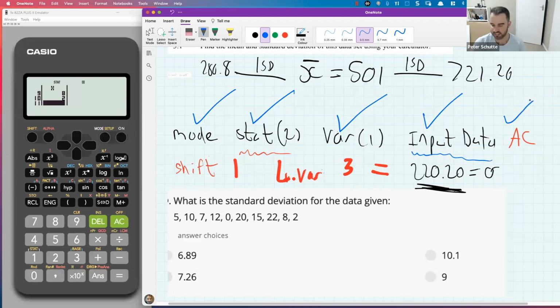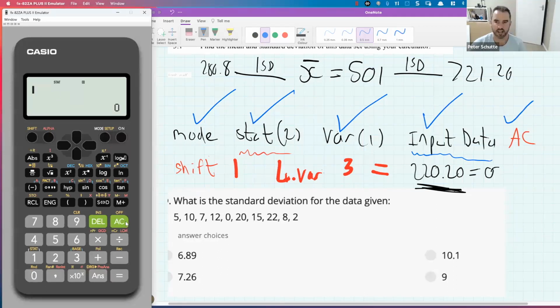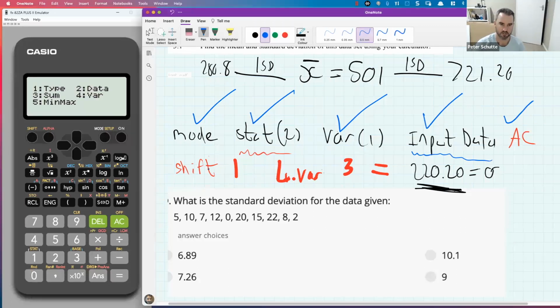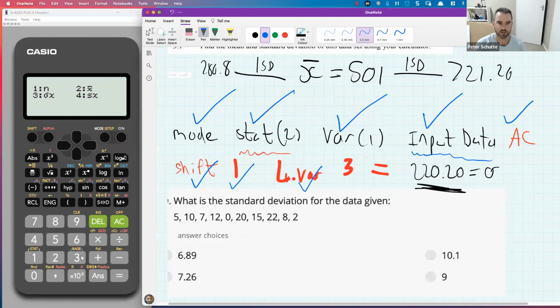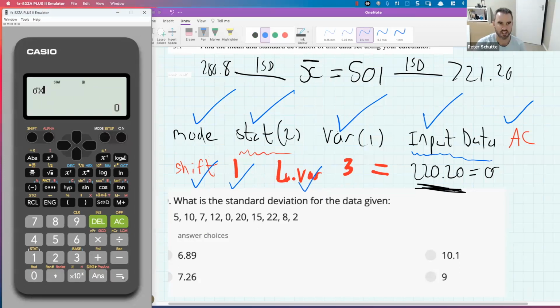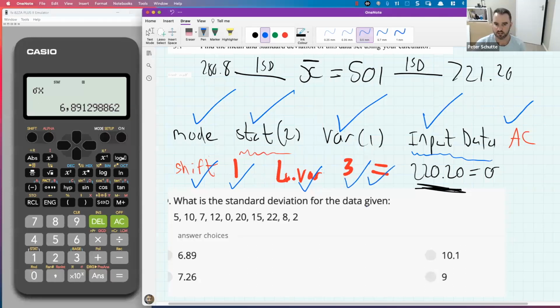Now I hit AC, which just clears. And now I have to go and find my data again. So I go Shift 1. I hit 4 for Varney or VAR. It's not really Varney, it's for variance, but hopefully that name sticks in your head. And then I hit 3 for the standard deviation and then equals. And so which option do we think is correct? I'm getting 6.89, which means that option is correct.